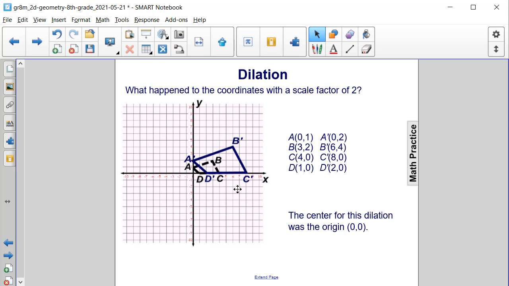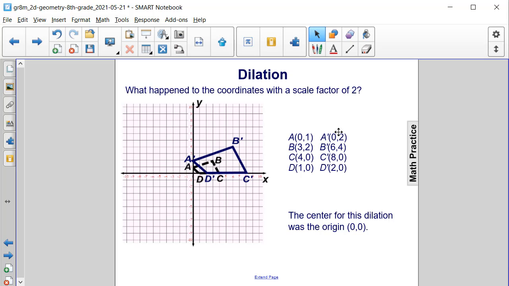Let's look more closely at the coordinates of these two figures. What happened to them from the pre-image to the image when the scale factor is 2? Well, we went from point A, 0, 1, to point A prime, 0, 2. We went from point B, 3, 2, to point B prime, 6, 4. We went from point C, 4, 0, to C prime, 8, 0. And we went from D, 1, 0, to D prime, 2, 0.